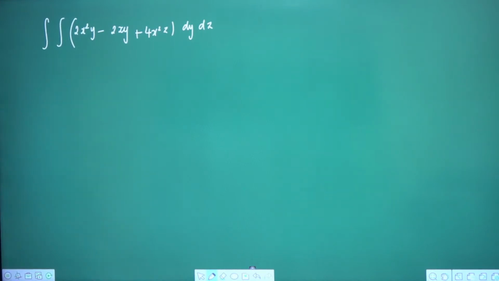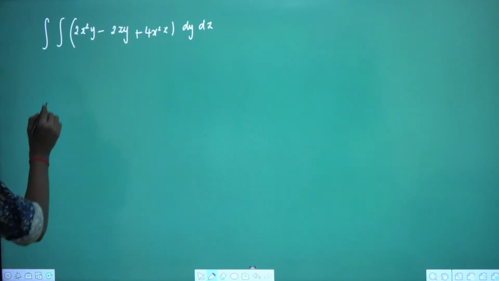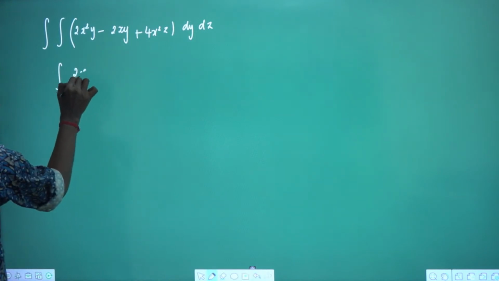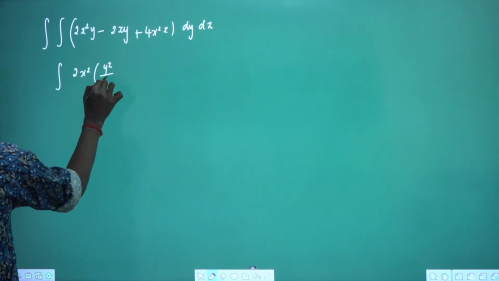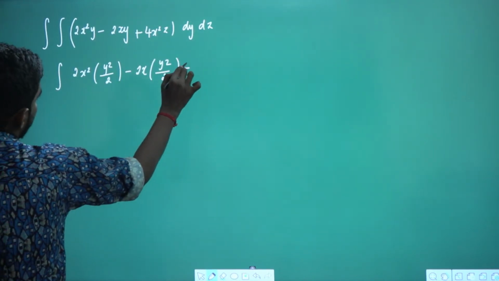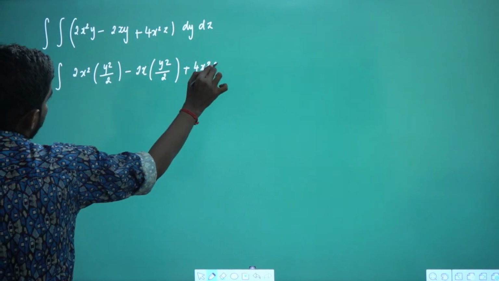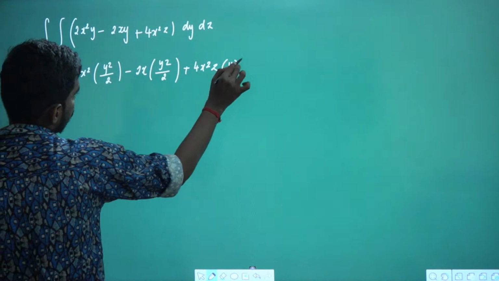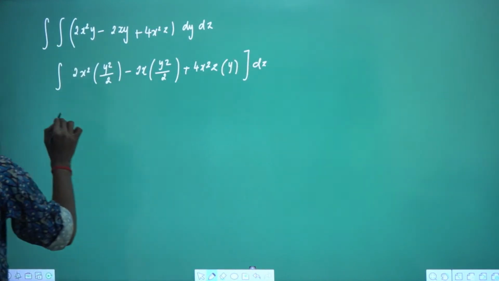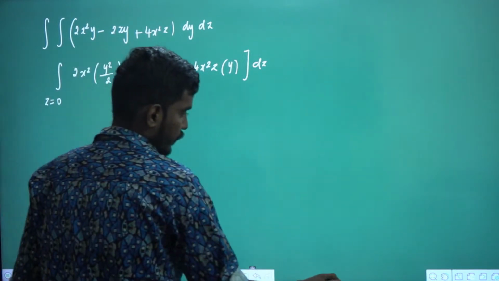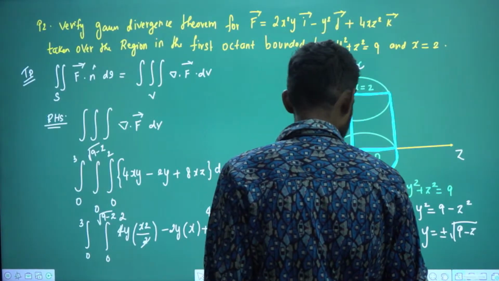Now we need to integrate with respect to y. 2x square will be constant, so the integration of y dy is y square by 2. 2x is constant, the integration of dy is y, and 4x square z is constant, so its integration with respect to y is y. Then we will have dz now, where z varies from 0 to 3.